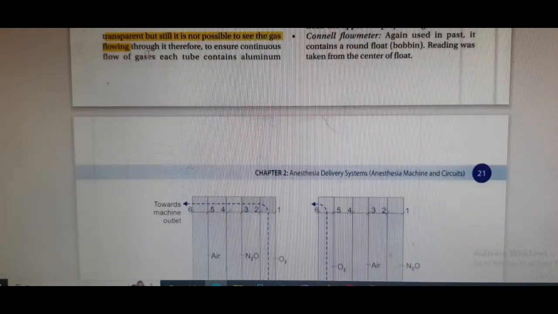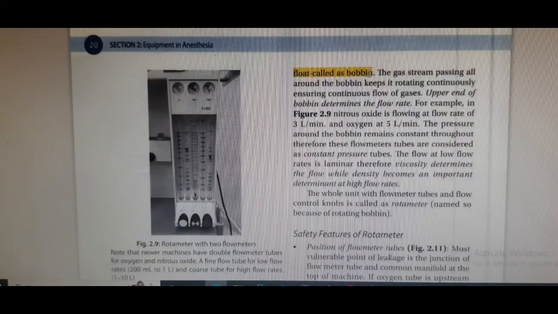To ensure continuous flow of gas, each tube contains an aluminium float called a bobbin. The gas stream passing all around the bobbin keeps it rotating continuously, ensuring continuous flow of gas. The upper end of the bobbin determines the flow rate. The flow at low rates is laminar, and therefore viscosity determines the flow, while density becomes an important determinant at high flow rates. The whole unit with the flow meter tubes and the flow control knob is called the rotometer.